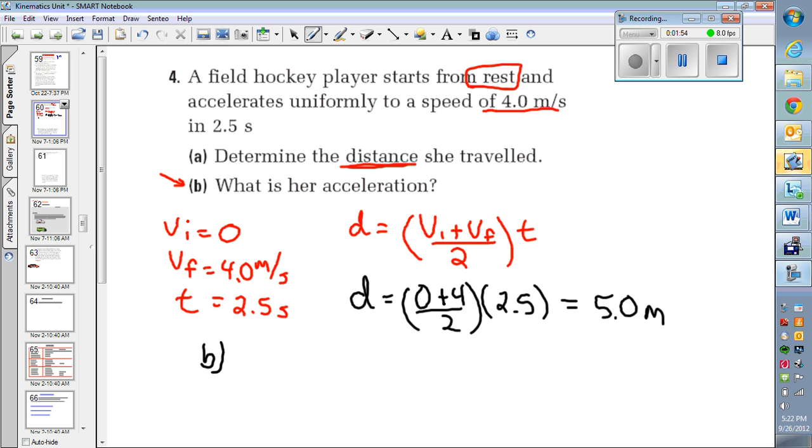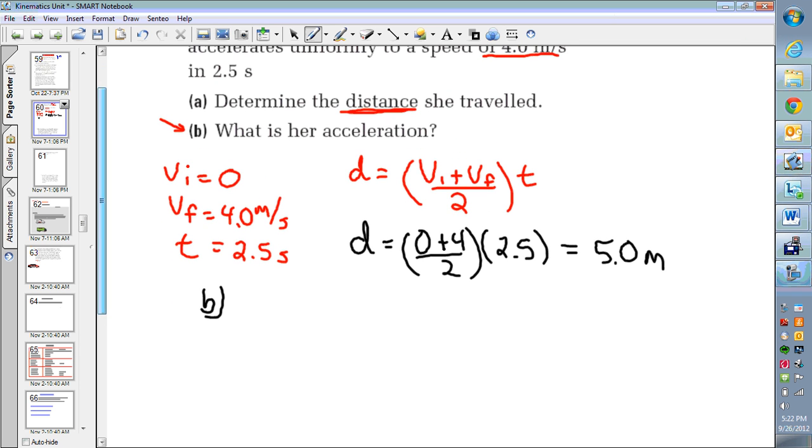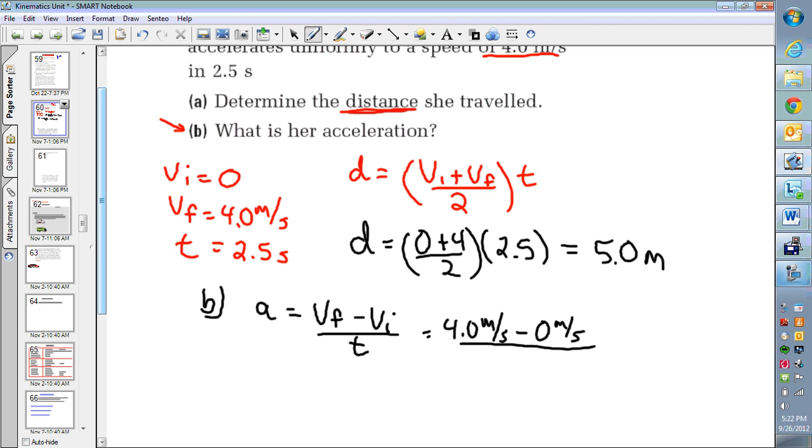Now part B wants to know what's the acceleration. So there's a few options you have. For acceleration, you could use the formula VF minus VI over T to figure out the acceleration. So the acceleration would be 4 meters per second minus 0 meters per second, divided by 2.5 seconds.